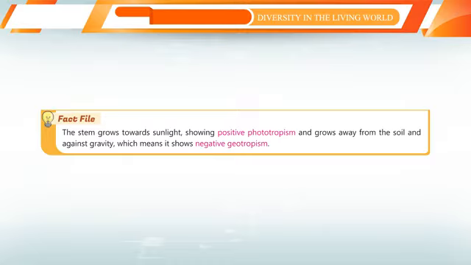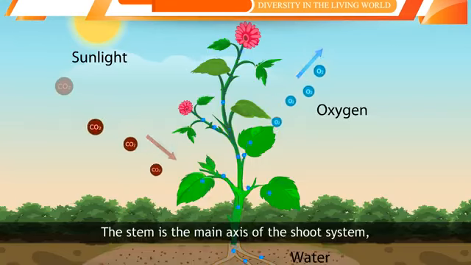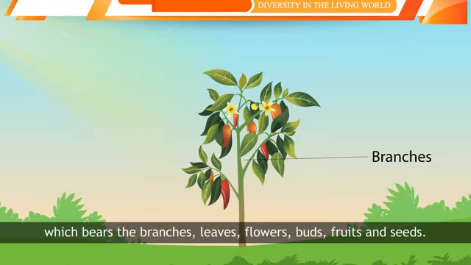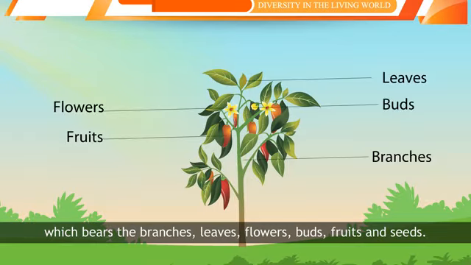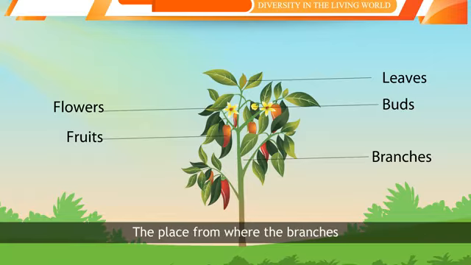Fact file. The stem grows towards sunlight, showing positive phototropism, and grows away from the soil and against gravity, which means it shows negative geotropism. Stem. The stem is the main axis of the shoot system, which bears the branches, leaves, flowers, buds, fruits, and seeds. The place from where the branches and leaves arise on the stem is called a node.